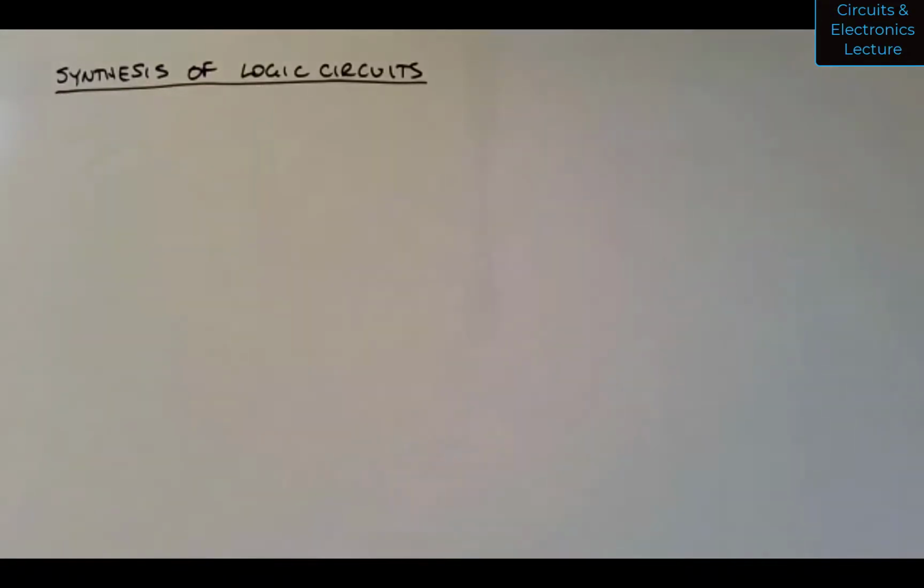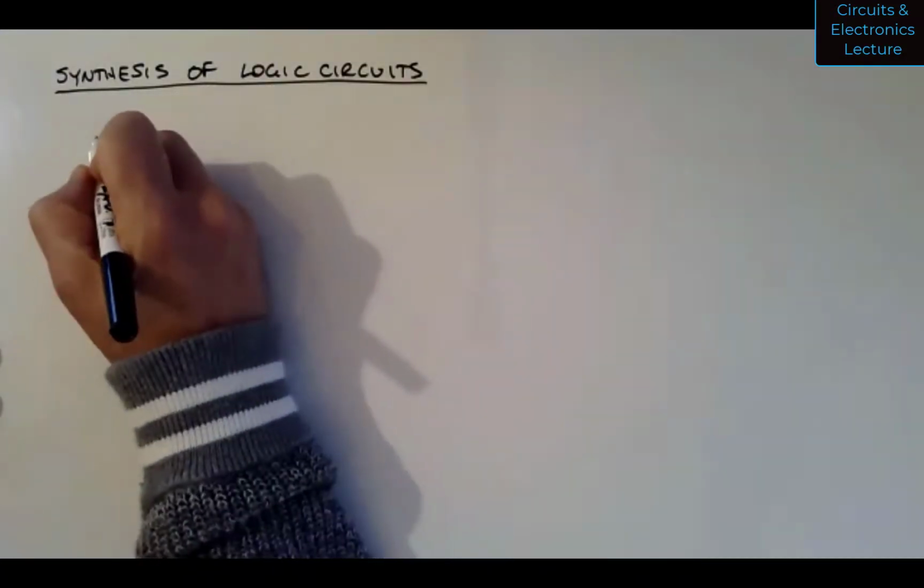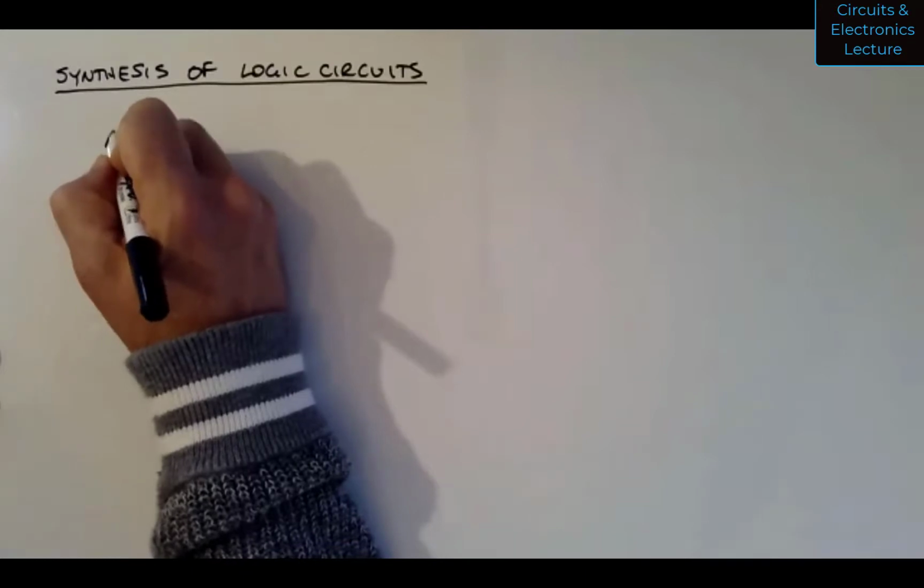So this is called synthesis of logic circuits. Synthesis means to create something. If you synthesize a filter, you create a filter to meet specifications. If you synthesize a logic circuit, you create a logic circuit to do something that you want it to do. So let's start out with a truth table, and I'll show you where I'm going here.